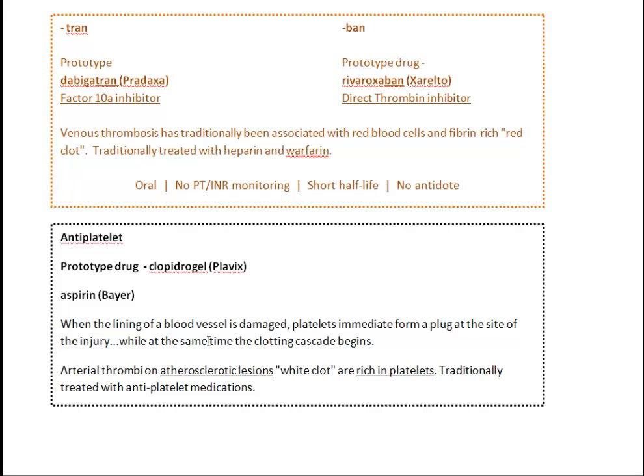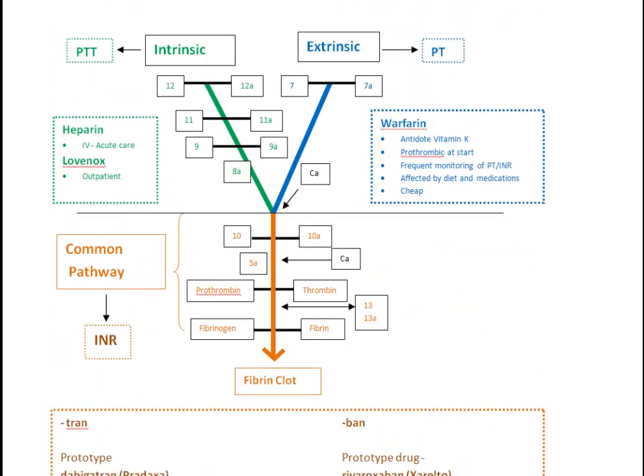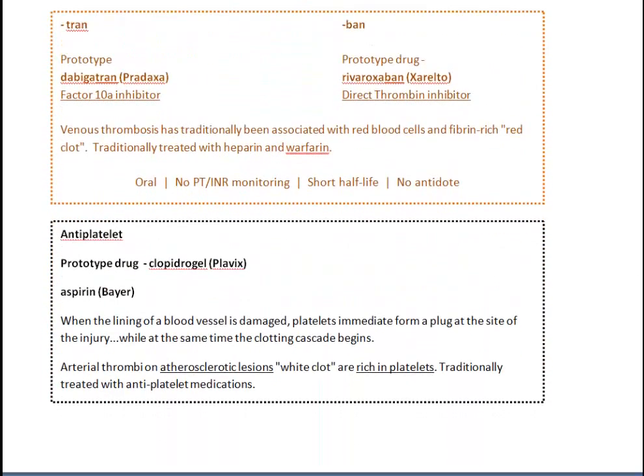When the lining of a blood vessel is damaged, platelets immediately form a plug at the site of the injury, while at the same time the clotting cascade begins. So you have platelets that are adhering with other chemical bonds that are created within the vessels. And you have the clotting cascade occurring at the same time as you have platelet aggregation.